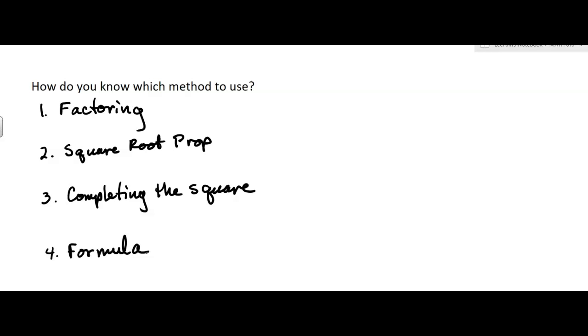Well, factoring, first of all, it has to be set to 0. And then it has to be factorable. So if you can't factor it, then don't try that method. So I usually use the factoring method first. Like I look at a quadratic equation, I say, can I factor this? And if I can, I just go with that one because I think it's the easiest method.